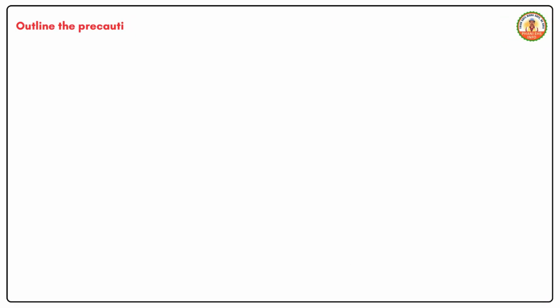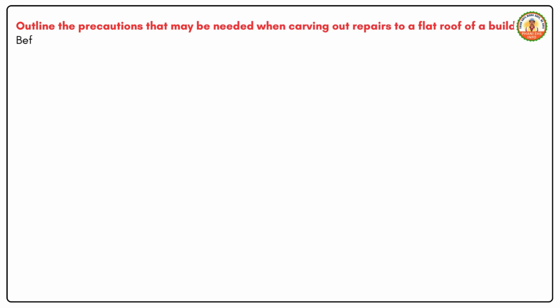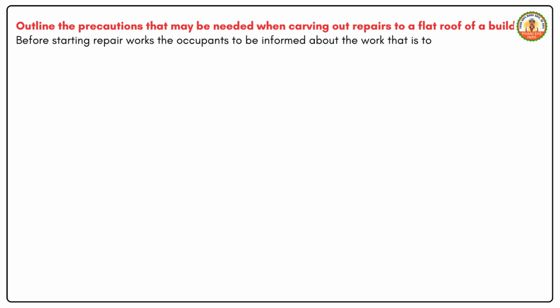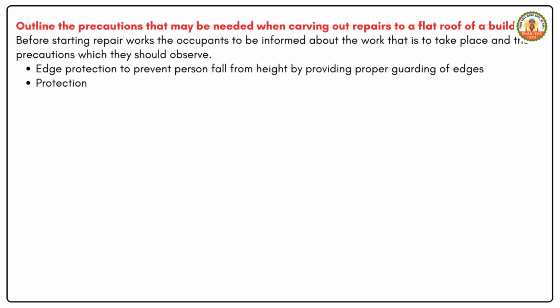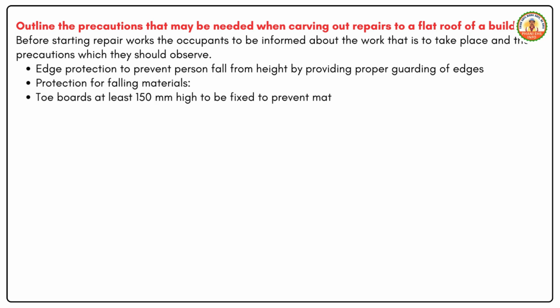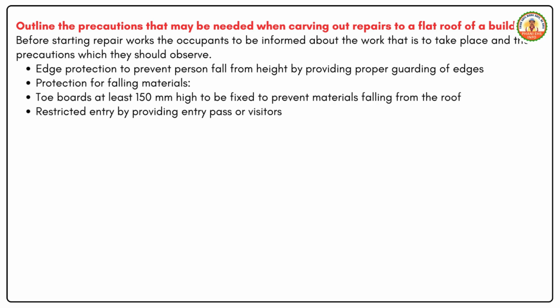Outline the precautions that may be needed when carrying out repairs to a flat roof of a building. Before starting repair works, the occupants to be informed about the work that is to take place and the precautions which they should observe. Edge protection to prevent person fall from height by providing proper guarding of edges. Protection for falling materials. Toe boards at least 150 mm high to be fixed to prevent materials falling from the roof. Restricted entry by providing entry pass or visitor's log. Public visitor entry to be restricted by providing barriers or warning signs.